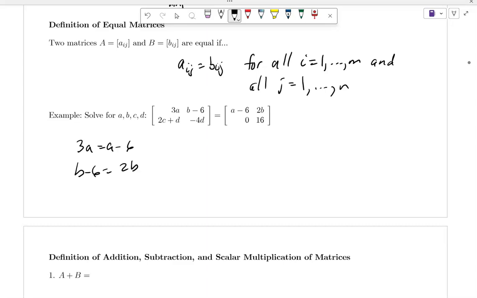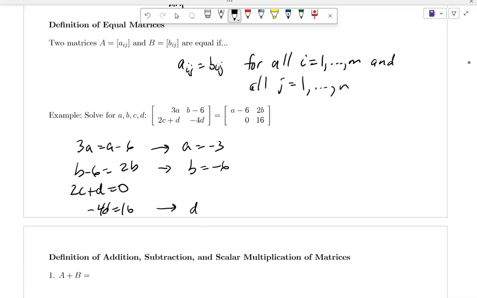Okay, b minus 6 equals 2b. 2c plus b equals 0. Minus 4d equals 16. Good. And these should be fairly straightforward to solve. This one, you'll get what? a equals negative 3. This one, you'll get b equals negative 6.